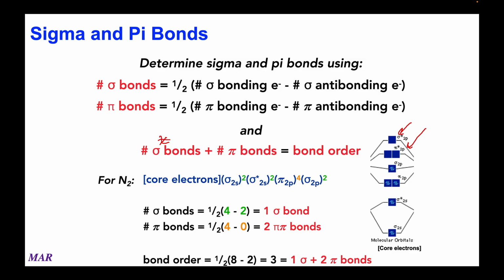I have an extra pi there. Sorry about that. I'll take that out in a future version, but you hopefully get the idea. So remember, sigma plus pi equals bond order, and that's a nice way to kind of check yourself.